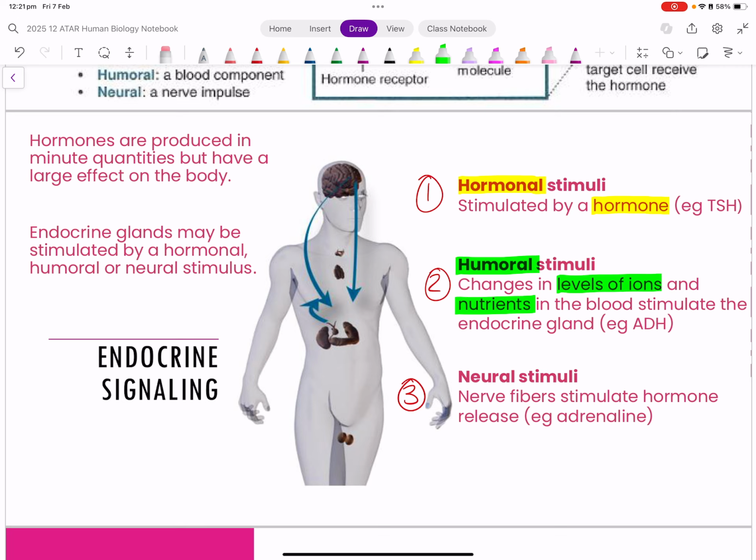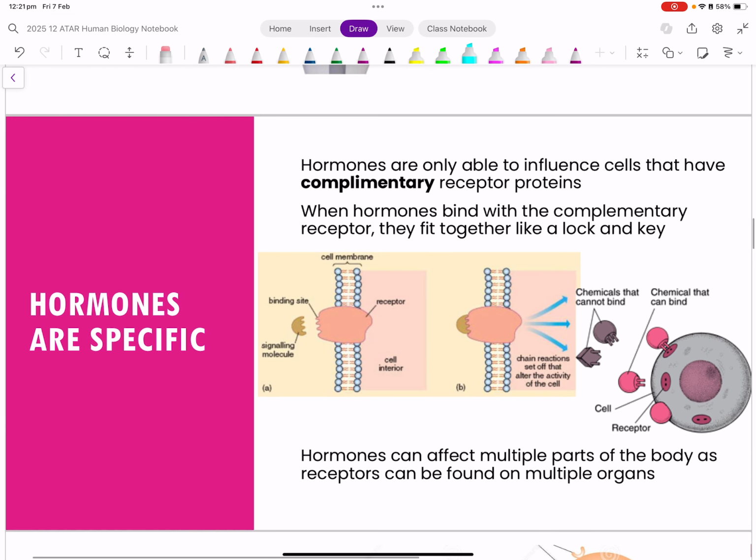Finally, the last example that we're going to talk about today is a neural stimulation, and this becomes really important. Sorry, we won't use pink there, that's not very good. We might switch this one out for blue instead. A neural stimuli is where nerve fibers themselves stimulate a hormone being released. So an example of this is going to be the adrenal medulla releasing adrenaline, and this is innervated by the nervous system itself. So we've already alluded to this idea that hormones have a particular target cell.